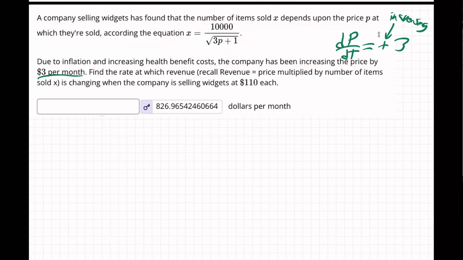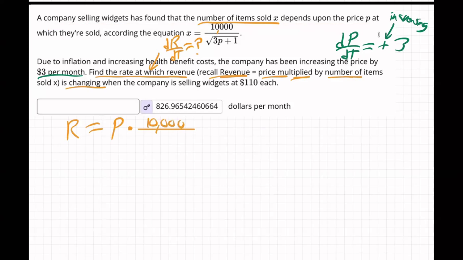And then it says, find the rate at which revenue is changing. So they want us to find dR/dt. That's what they're asking us for. And how do we know revenue? It says right here, revenue is price multiplied by number of items. So price, P, times number of items, and number of items is X. So that's 10,000 on the top, 10,000 in the bottom, square root, and 3p plus 1. So there's the revenue equation, right?